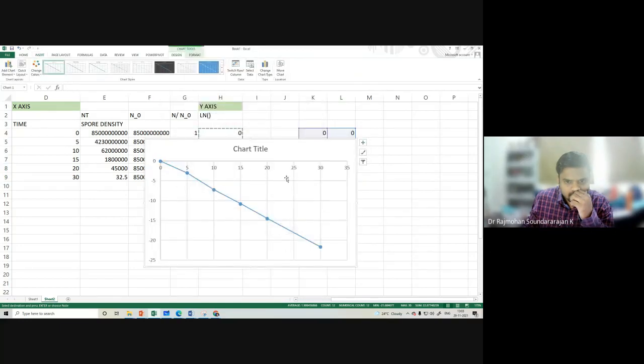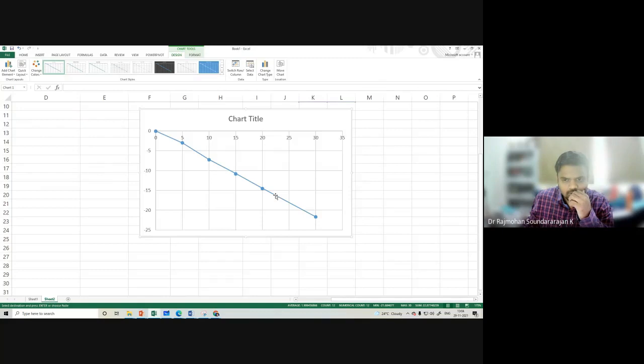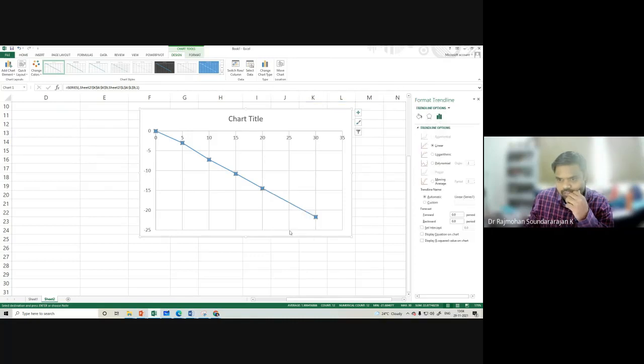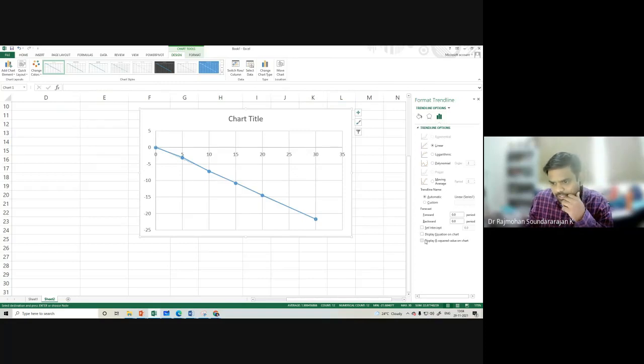Okay, so now we got a plot. What is the slope value? Has anybody got the value manually? We have to add a trend line. So add trend line, and display equation on chart.